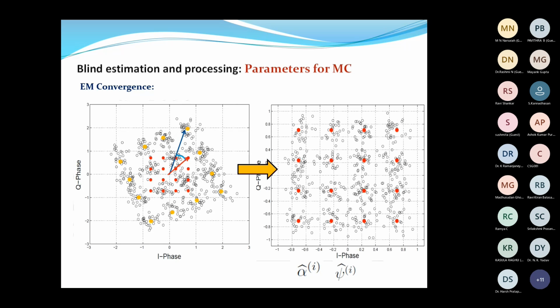Now, if we apply the correction factors to the received signal, with these two parameters of amplitude and phase offset, we can see that we can correct the signal, and the received cloud nearly coincides with the ideal constellation pattern.